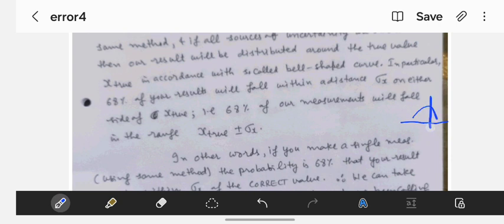This is like this. Let me do it again. It's like this, a straight line. This is this. This is this.